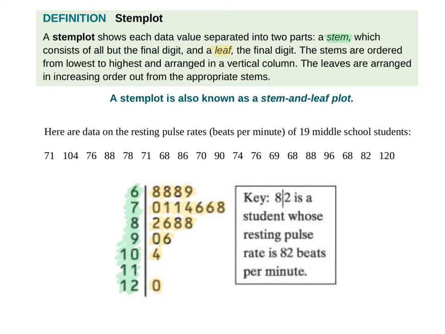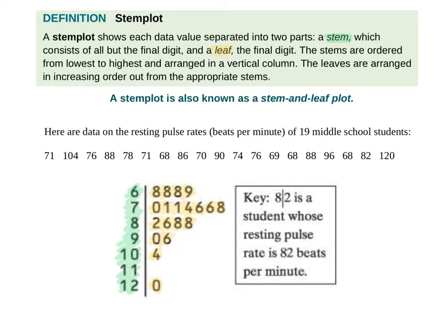So for example, let's make sense of this. What we're looking at is an example where we have data on the resting pulse rates, or beats per minute, of 19 middle school students. So we've got numbers as low as 68 and as high as 120. So we take the first digit, so that's 6, 7, 8, 9, 10, 11, 12, and then every digit after that goes on the leaf side after this long line here. So 6, 8 represents 68, and 6, 9 represents 69, and for example 9, 0 represents 90, and then 9, 6 represents 96, and so on and so forth.